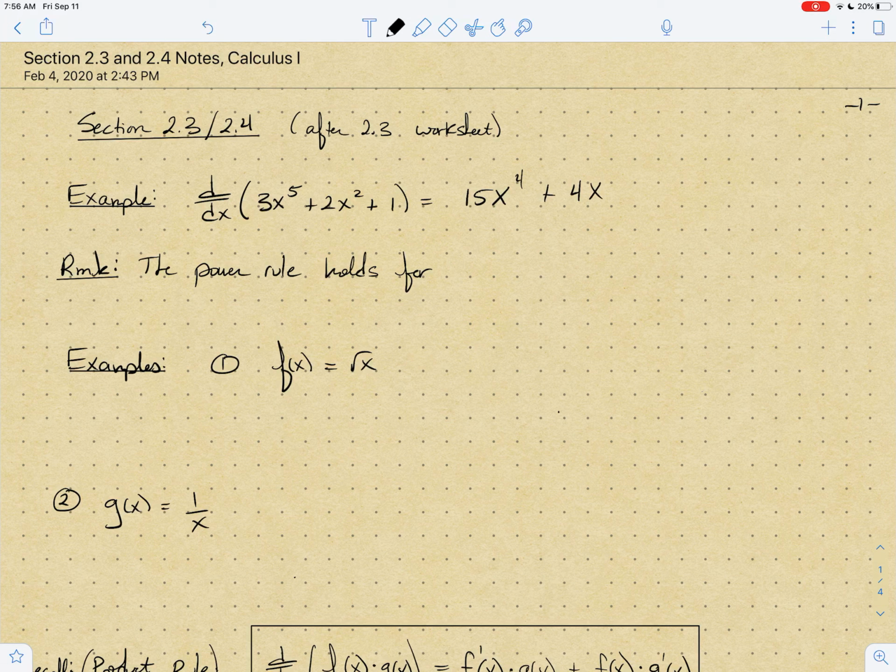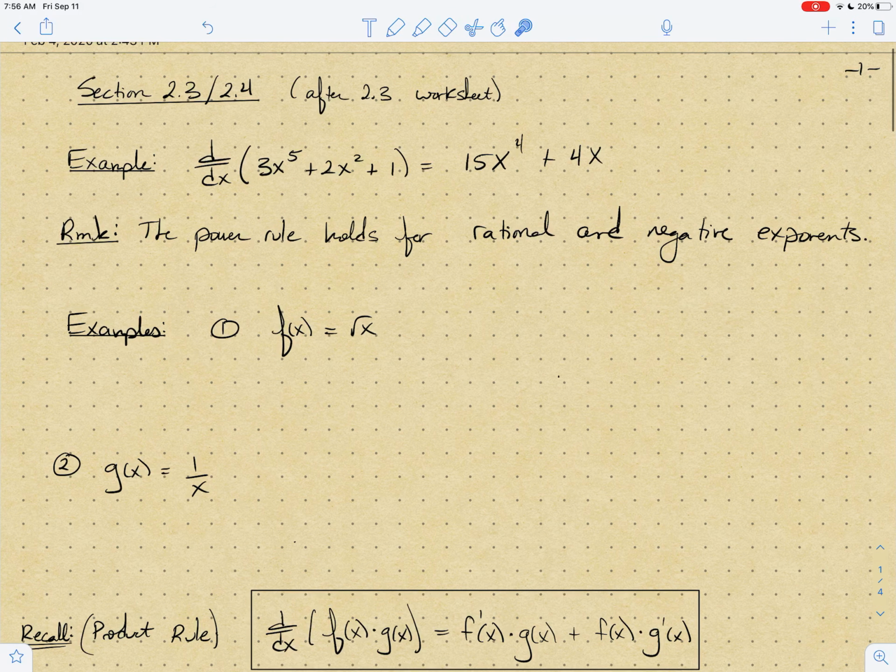I want to point out to you that the power rule that we learned holds for rational and negative exponents. In particular, we said last time that it actually holds for any real number exponents, but I want to zoom in on the rational and the negative exponents with two quick examples. So we actually worked this out in 2.2 using the definition only, but I want to show you how you can use the power rule to do it.